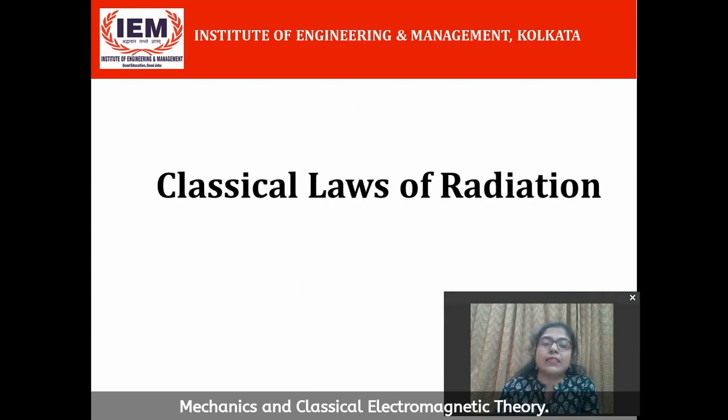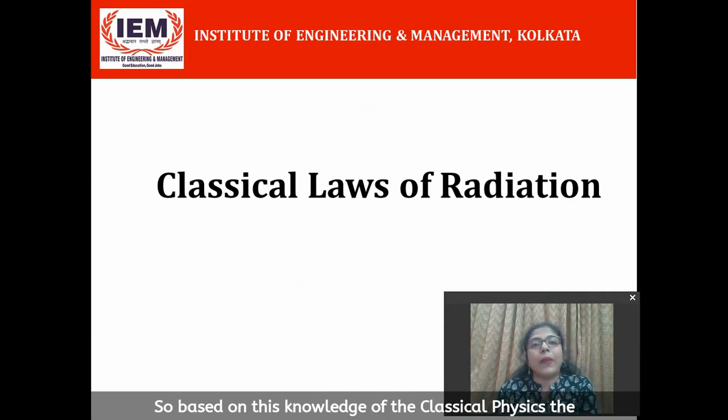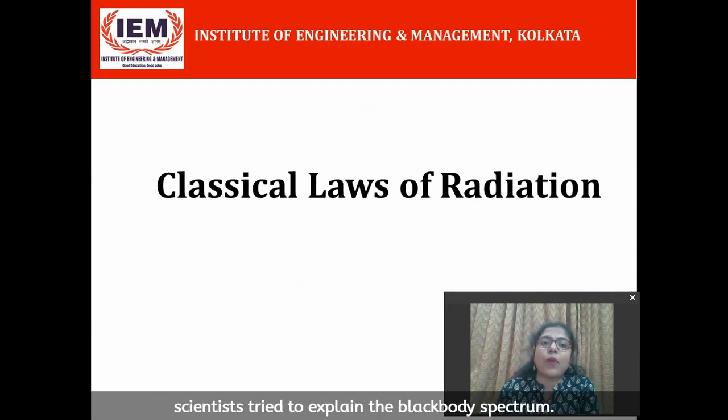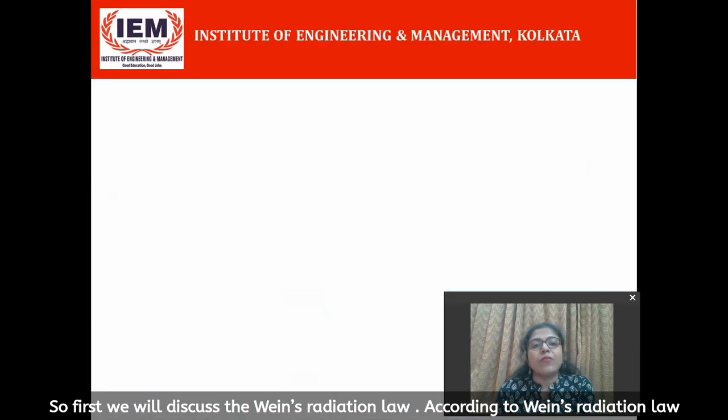were all classical theories of physics, like classical mechanics and classical electromagnetic theory. So based on this knowledge of classical physics, the scientists tried to explain the blackbody spectrum. So first we will discuss Wien's radiation law.